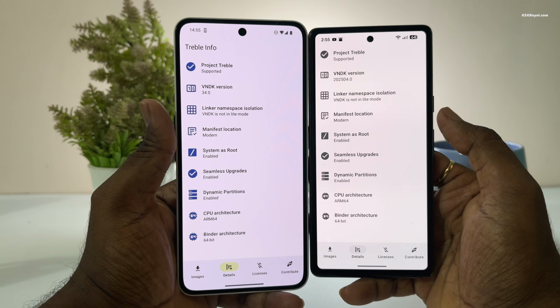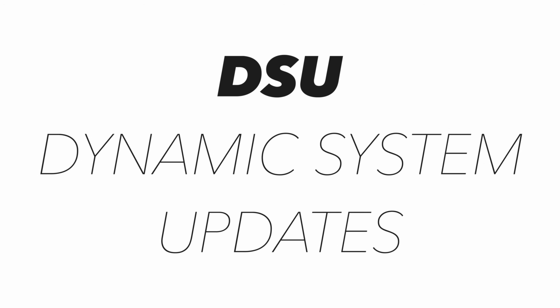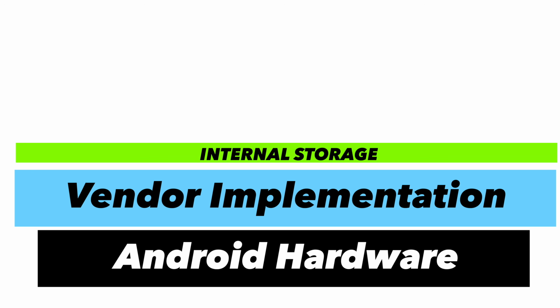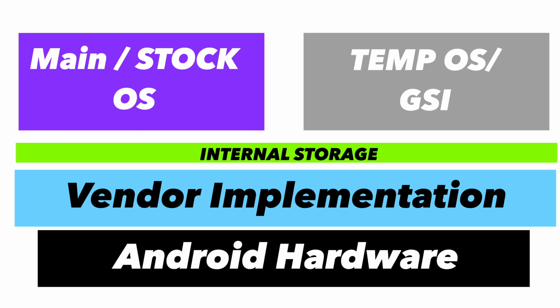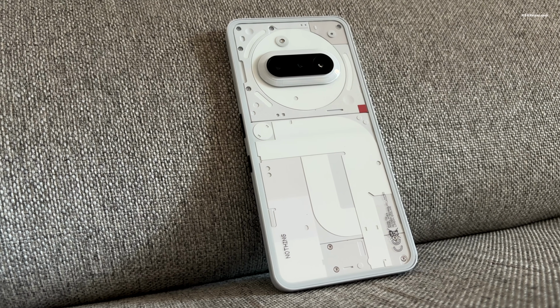Now for those who don't know about DSU, let me explain. The DSU, or Dynamic System Updates, allows you to load a GSI with core Google applications into a separate partition, creating a dual boot scenario. This ensures that your actual Android system remains untouched, letting you experiment with Android 16 risk-free. Now let's move on to installing Android 16.